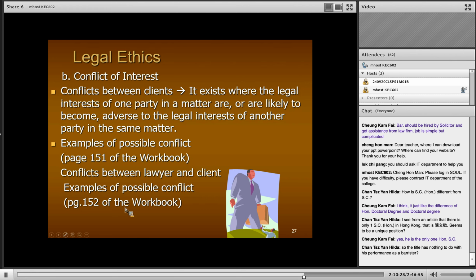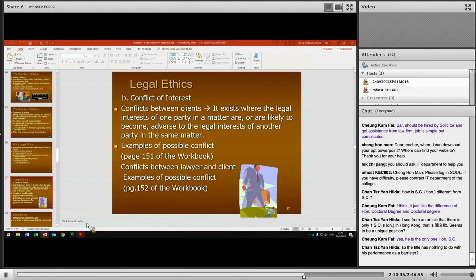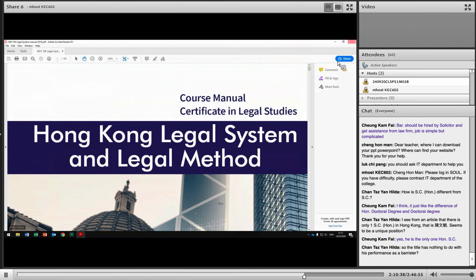So we go to page 151. These are some of the examples of possible conflict between clients. Page 151. Please go to page 151.